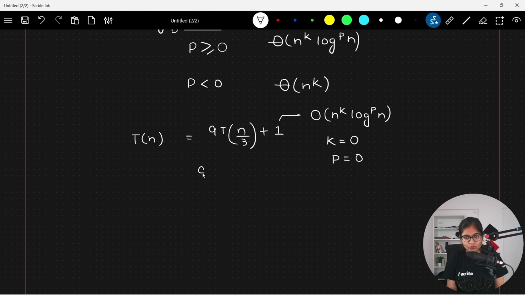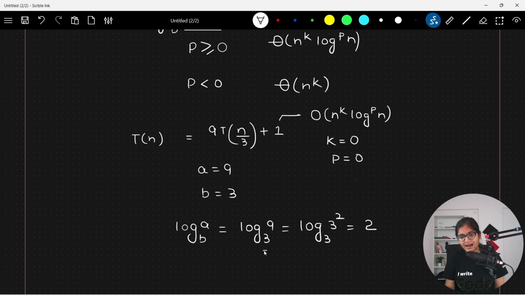Now we need to calculate a, which is 9, and b, which is 3, and then we calculate the value of log of a base b. We get log of 9 base 3, which equals log of 3 to the power 2, base 3. So we get the value as 2 only. This is what we get after evaluation.